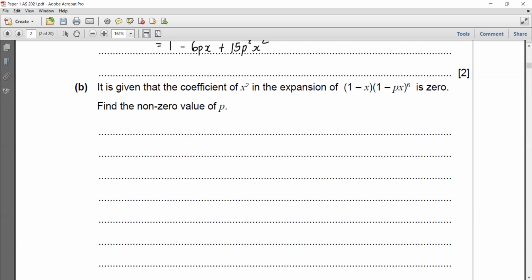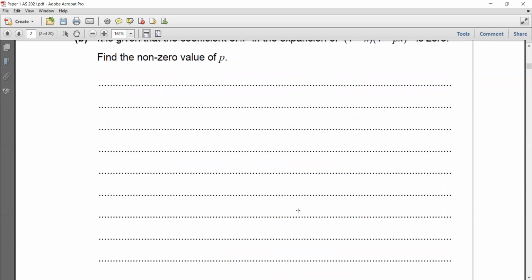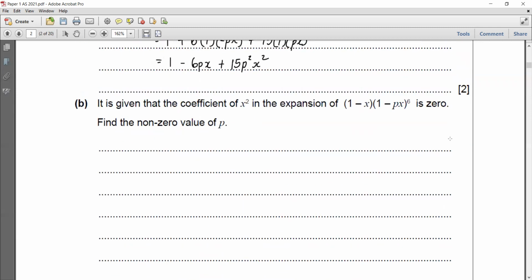Okay, so here what we don't want to do, because this question is only 3 marks, is find the entire expansion of (1 - px)^6 and then multiply each of the terms by (1 - x), and then from there work out what the coefficient of x squared is. That will take quite a lot of time, so we don't want to do that. So what I can do is this: I have 1 - x multiplied by (1 - px)^6.